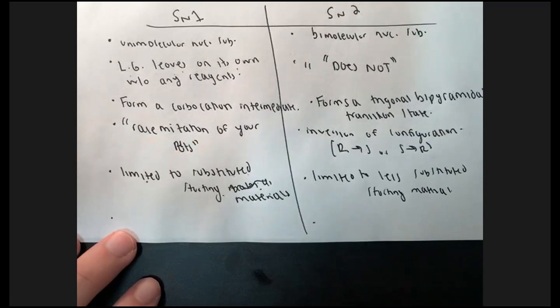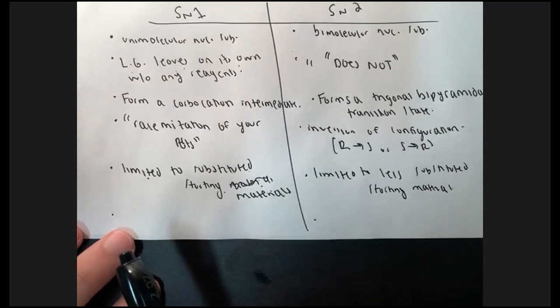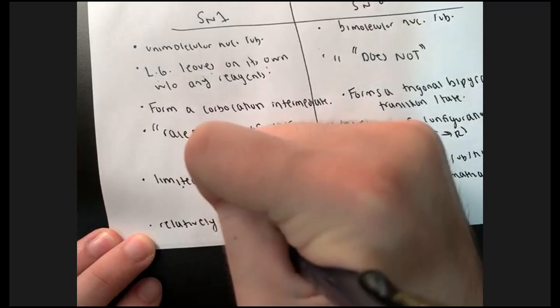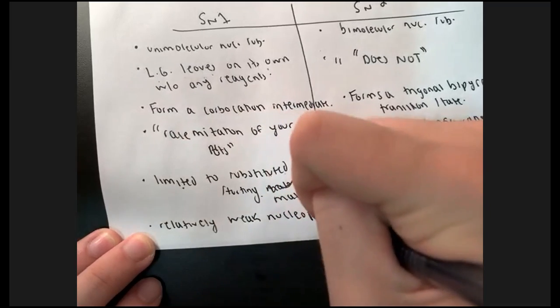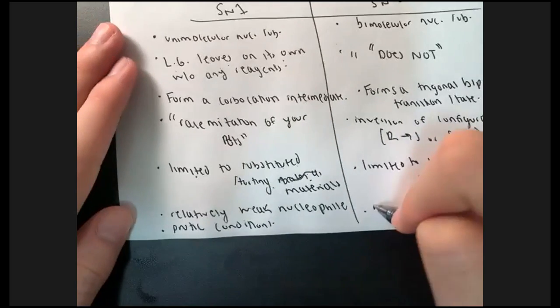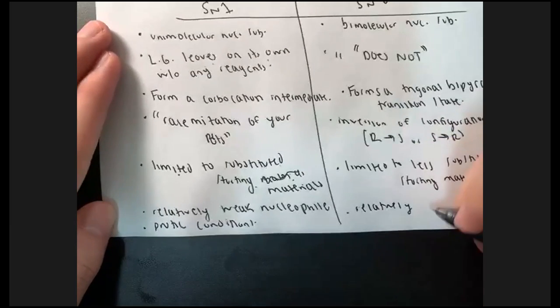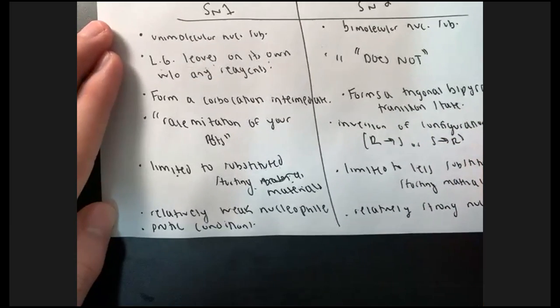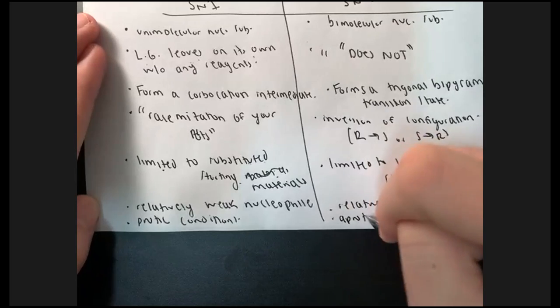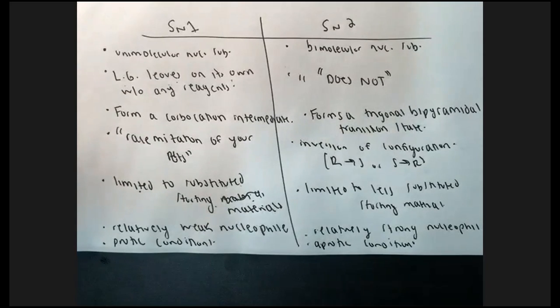So, to summarize some things: for Sn1 conditions, you need a relatively weak nucleophile, and you also need protic conditions. Here, you need a relatively strong nucleophile and aprotic conditions. And that's chapter 9, part 1, okay? So let's review all the things that we talked about.